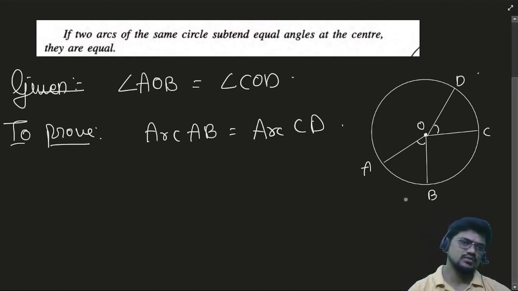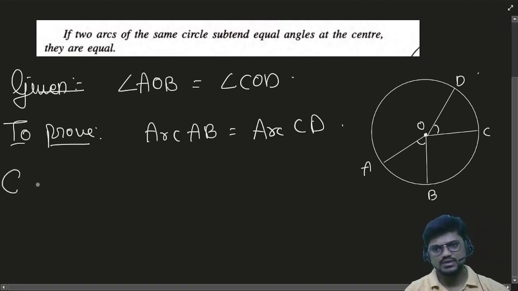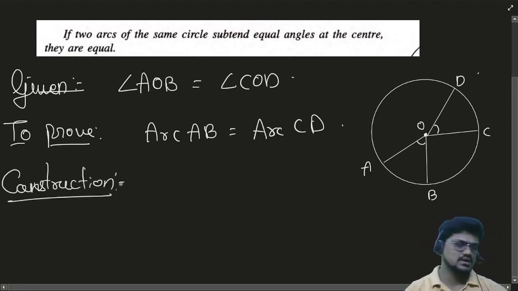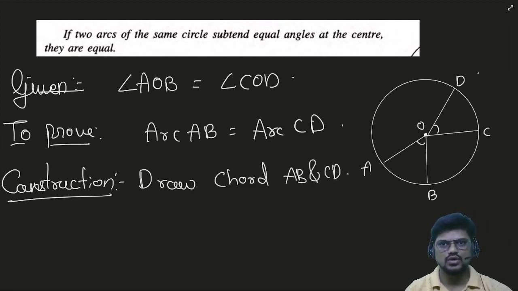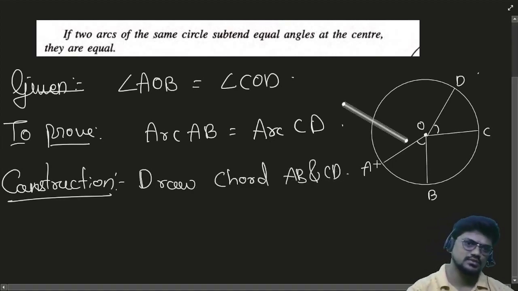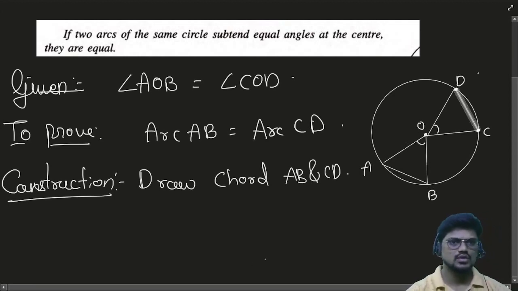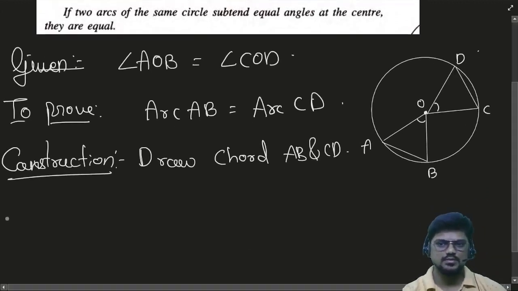Now what you have, arc AB and arc CD, you need to prove that they are equal. What we will do, we will have to do some construction in this. The construction is, draw chord AB and CD. Now let's write the proof.